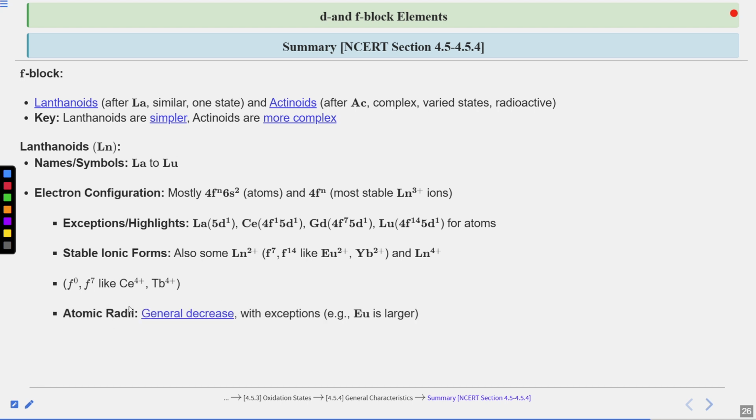The atomic radii we have talked about generally decrease, with the exception of europium, because europium has a larger atomic radius. If you talk about ionic radii, it is consistently decreasing due to the lanthanoid contraction, and this decrease in the ionic radii has the name lanthanoid contraction, due to the poor shielding effect shown by the 4f electrons.